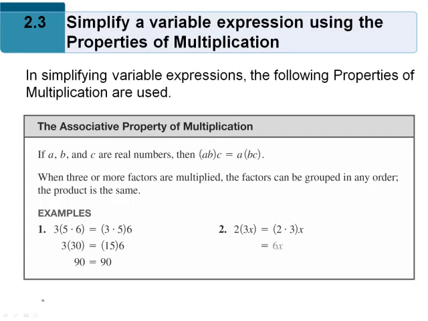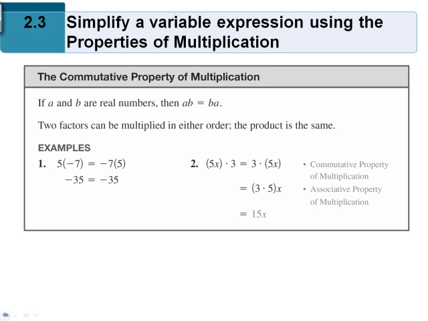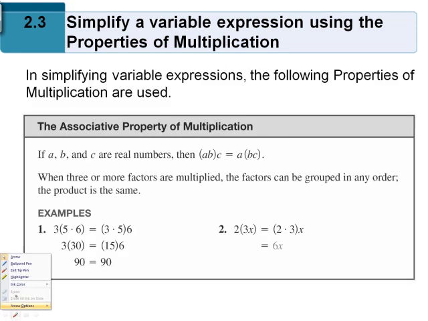So first of all, when you are simplifying variable expressions and you're using multiplication to do that, you have a few properties that you'll actually be using. The associative property of multiplication is one of those properties. This is just like the associative property of addition that we looked at in the last section, 2.2. Basically, it's the same thing: the order is the same and just the parentheses move.